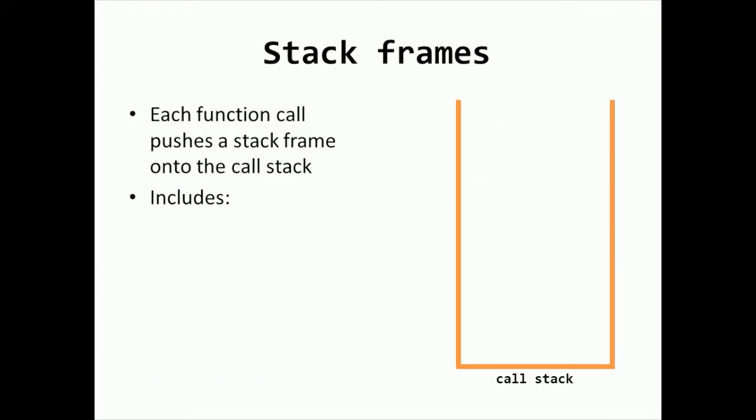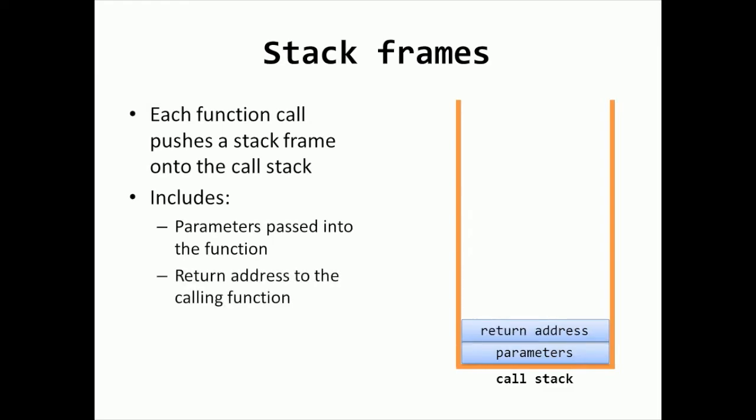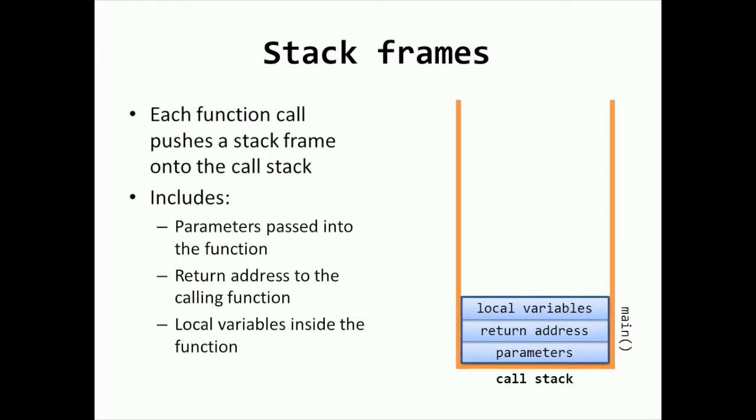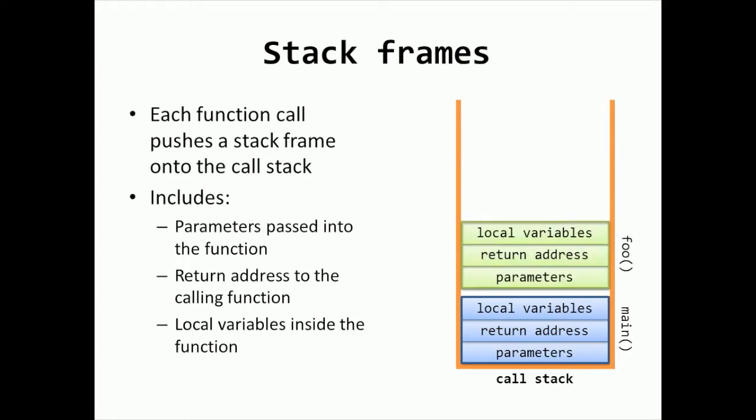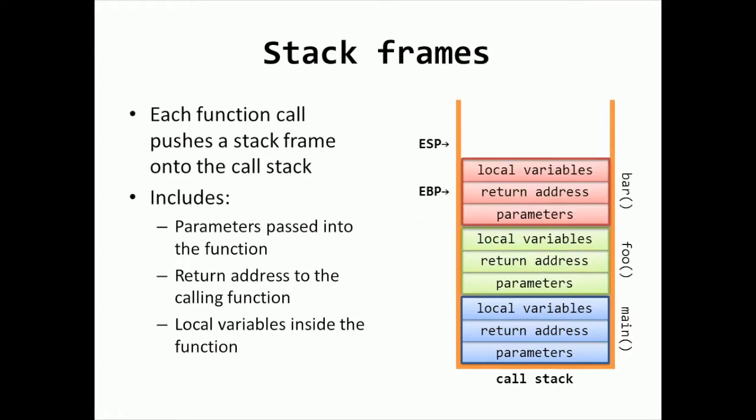The call stack is composed of stack frames for every function that's been called but is not yet returned. Each stack frame includes the parameters passed into the function, the return address pointing back to where the function was called, and the local variables inside the function. The first stack frame for any program is always our main, and with each function call, a new stack frame is pushed onto the stack and the registers are updated.